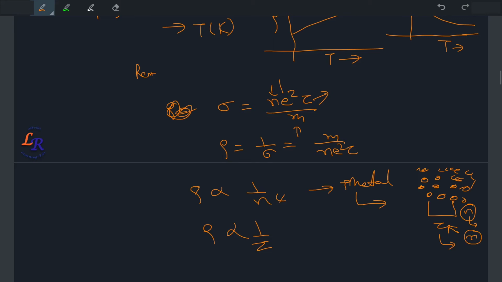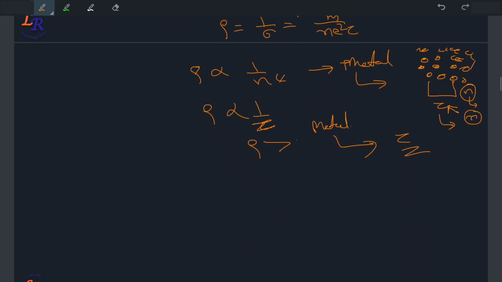So in that case, you would see that if tau is decreasing, then your resistivity is going up, right? So if it is inversely proportional to tau, it means that in case of metals, your resistivity will go up because tau is decreasing, because collision is going to be more frequent.